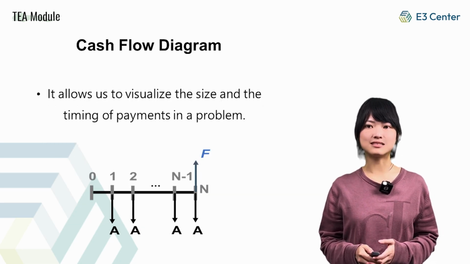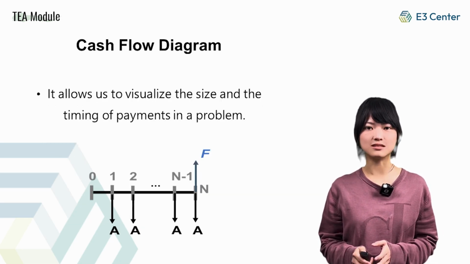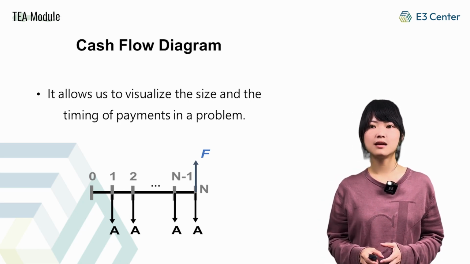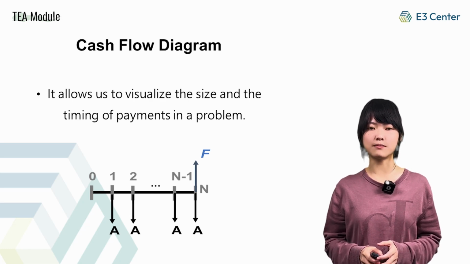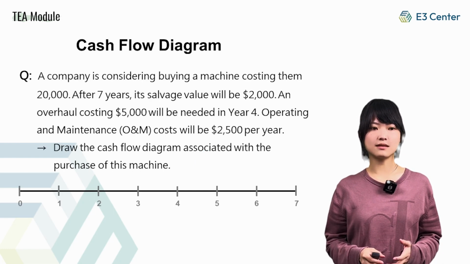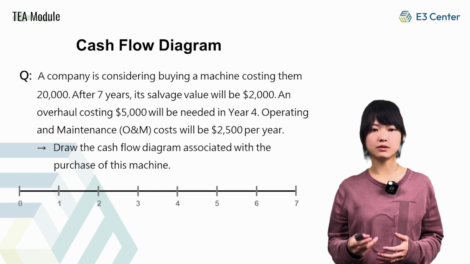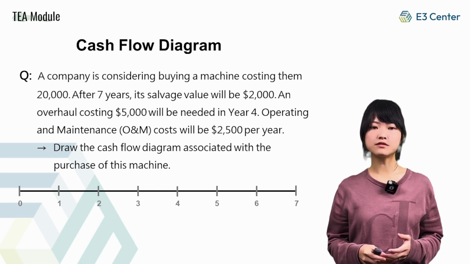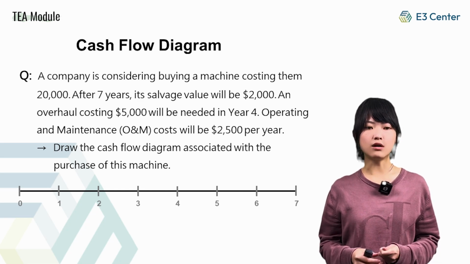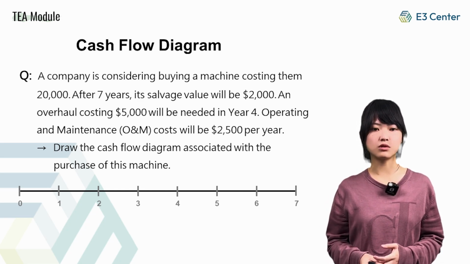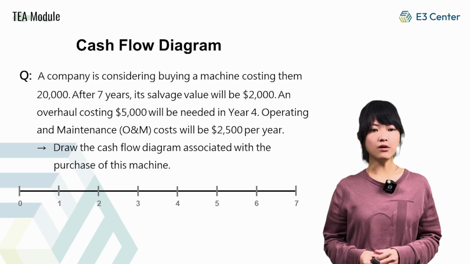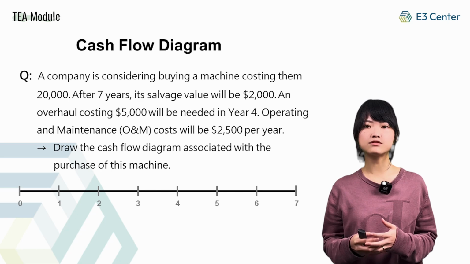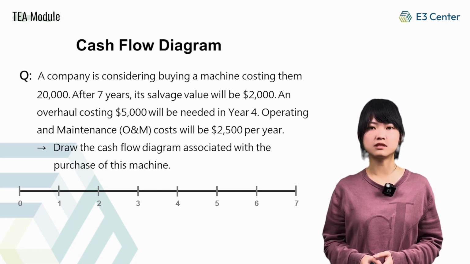Cash flow diagram is a straightforward visual representation showing the timing and the magnitude of cash flow associated with the investment. Basically, this is really nothing more complicated than a line. Let's take an example. A company is considering buying a machine which costs $20,000. After 7 years, the salvage value will be $2,000, and overhaul costing $5,000 will be needed in year 4. O&M cost will be $2,500 per year. And now, please draw the cash flow diagram associated with the purchase of this machine.